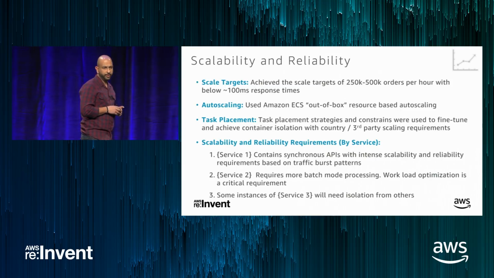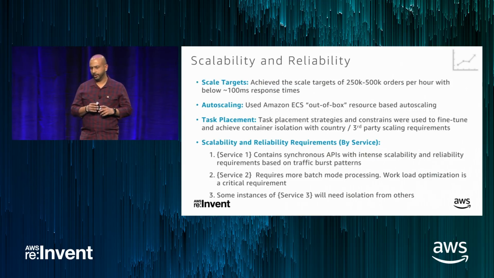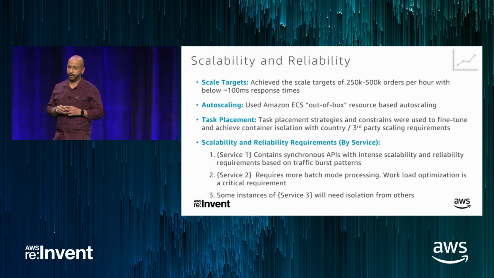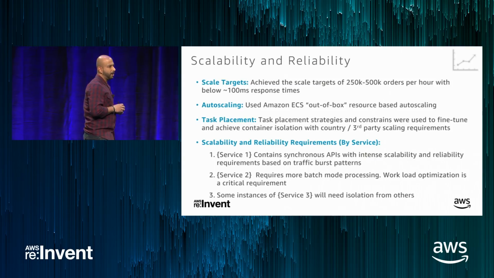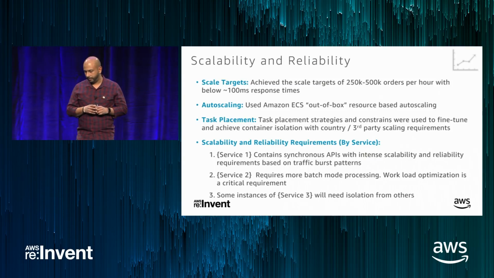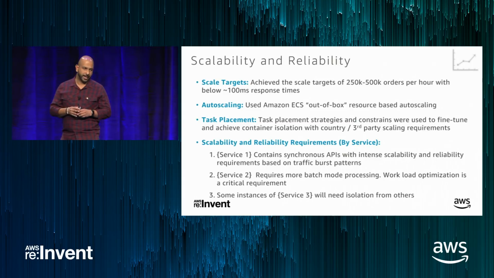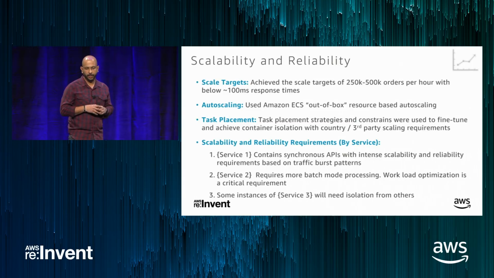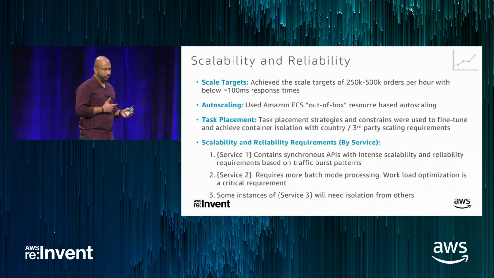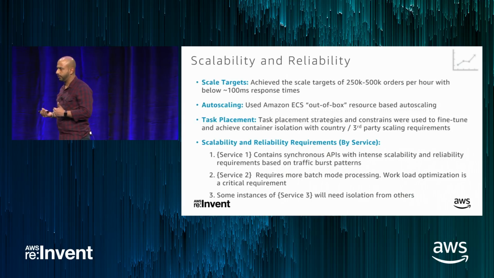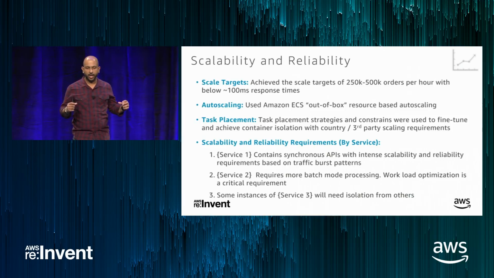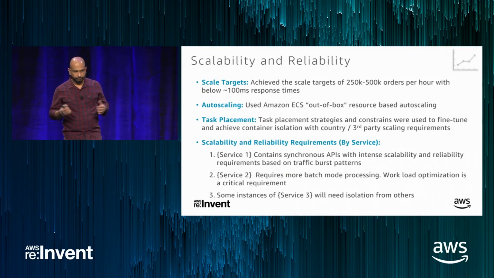As Tilna mentioned, we had scale targets of 250 to 500,000 orders per hour with about 100 millisecond response time. How do we achieve this? By using auto-scaling, which ECS provides out of the box. As Uthra mentioned, you just have to configure the policies for the auto-scaling, and it will work. ECS provides 2 levels of auto-scale. One is for the EC2 layer, which will scale your EC2s, and the second layer is to scale your tasks.